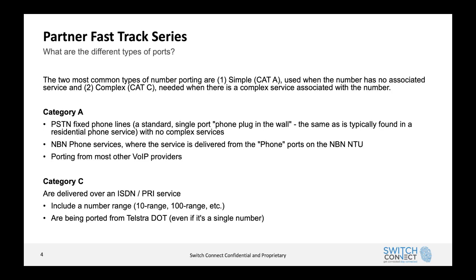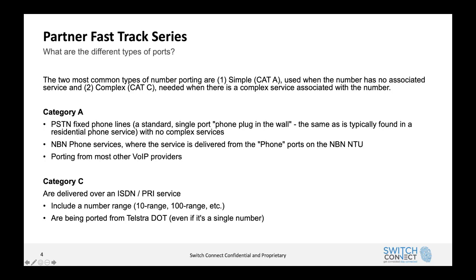The other thing that will cause it to be a complex service is if they had ADSL on the line, the old fax duo on it, or some sort of special alarm service on it. So anything other than just dial tone on a phone line will be deemed a CATC port, whether it's a single line or not. If it's an ISDN service or anything like that, it will always be a CATC port by default.